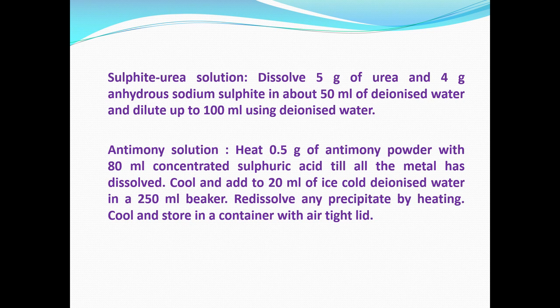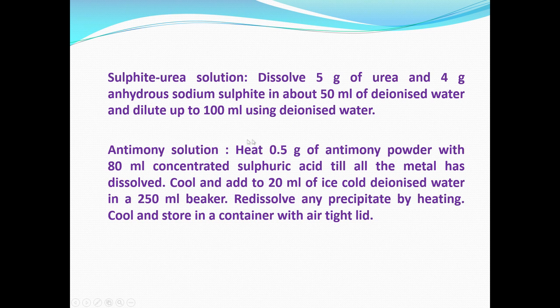Now, you need a complexing agent, especially in this area for the determination of nitrate. For that you have to use urea as well as some sodium sulphite in about 50 ml of deionized water and dilute up to 100 ml. Sometimes what happens is the sodium sulphite is a reducing agent.